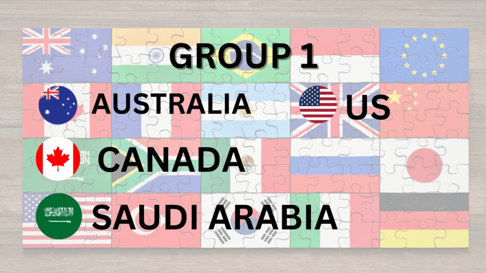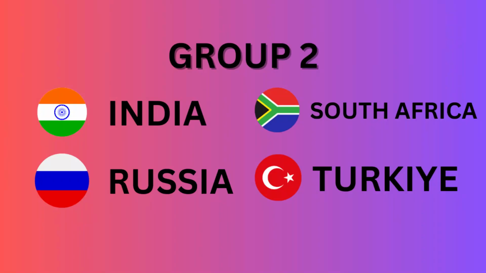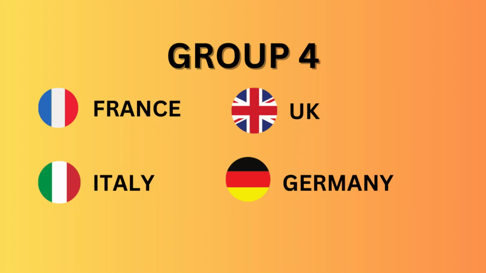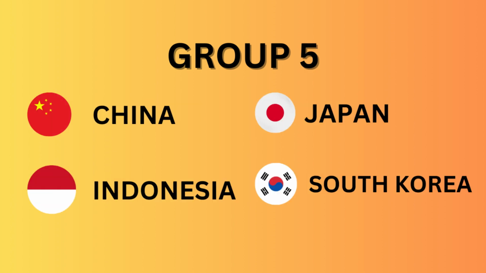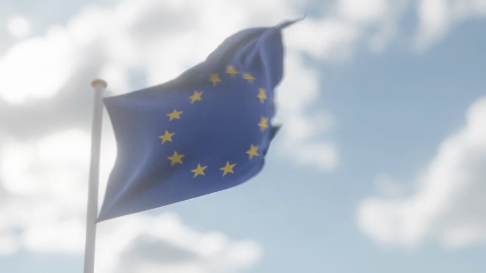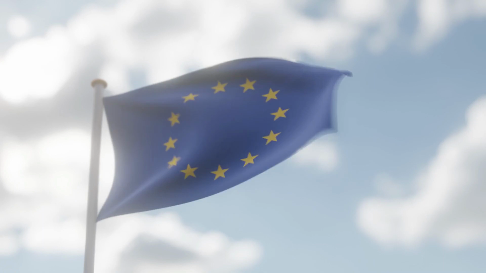Group 1 comprising Australia, Canada, Saudi Arabia, and the United States, and the Group 2 consisting India, Russia, South Africa, and Turkey do not follow this pattern. Group 3 includes Argentina, Brazil, and Mexico. Group 4 includes France, Germany, Italy, and United Kingdom. Group 5 includes China, Indonesia, Japan, and Republic of Korea. The EU, the European Union, the 20th member, is not a member of any of these regional groups.